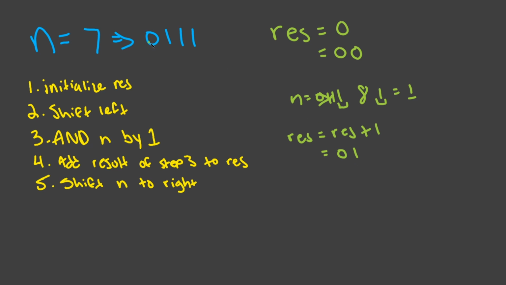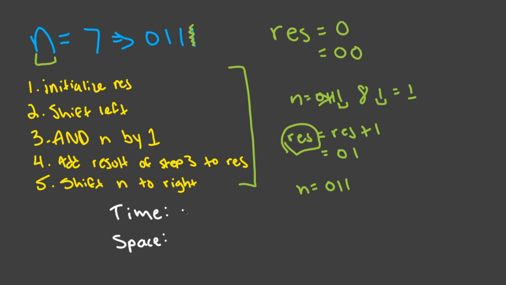And then we're told that we have to shift n to the right. So basically this number is gone. So now our n is going to be equal to 0, 1, 1. And that would be the end of our first iteration. And we have to do this 32 times because we're told that n is supposed to be a 32-bit integer. So that's why we're doing it 32 times. And then at the end, our result variable should have our reverse number. So we would just return result at the end.